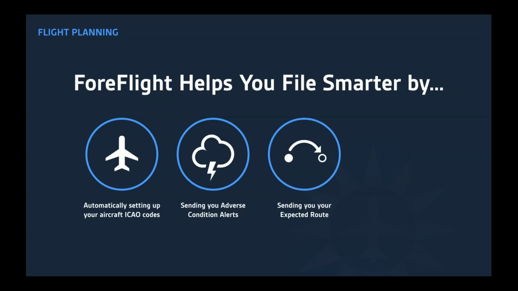It can also send you expected routing. ForeFlight interfaces with what's called the FAA ERAM system, which is the computer network that the FAA uses to assign and generate flight plans. And so when you file, ForeFlight can send you that flight plan automatically, so you have it before you even call up clearance, which is neat.